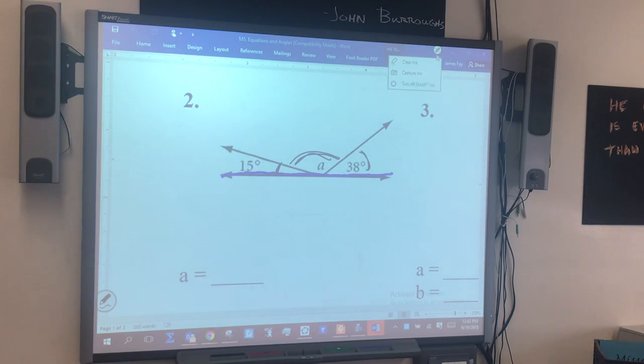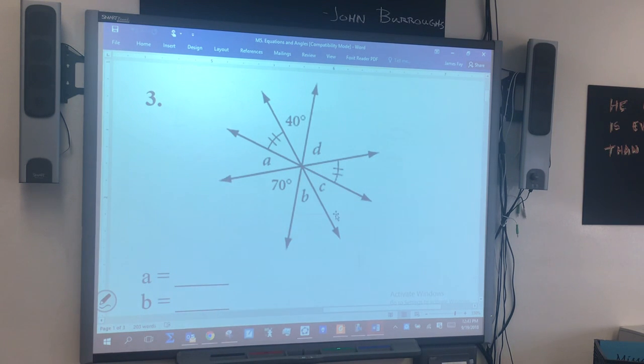Alright, let's do this one. A lot of stuff going on here, a lot of different approaches you can use in this one.